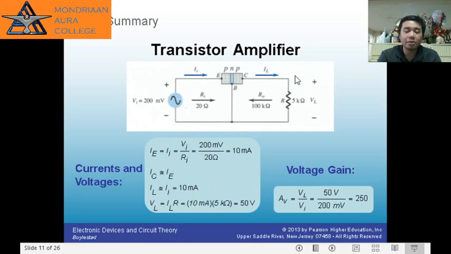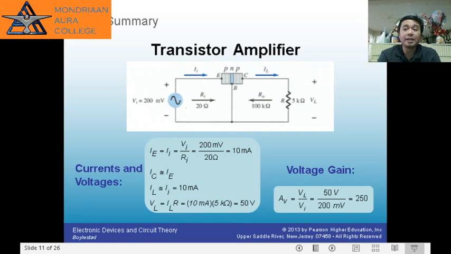Next, we're going to solve for the output voltage. Our output voltage is the voltage across the load. That's why it's called V sub L. How do we compute the output voltage? It's just V equals I times R. V is unknown, I is known, R is known. Therefore, we can multiply 10 milliamperes by 5 kilo ohms. The output voltage now is 50 volts. Okay? So from 200 millivolts, it became 50 volts.